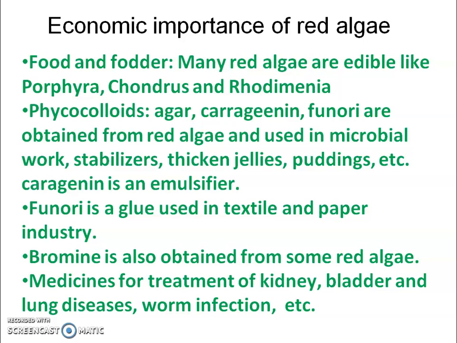Economic importance, coming to food and fodder. Many red algae are edible, like Porphyra, Chondrus and Rhodymenia. Phycocolloids, that is agar, carrageenan, funori, are obtained from red algae and are used in microbial works, stabilizers, thickened jellies, in puddings, etc. Carrageenan is an emulsifier. Funori is a glue which is used in the textile and paper industry. Bromine is also obtained from some red algae. Medicines for treatment of kidney, bladder and lung diseases, worm infection, etc. are obtained from some red algae.